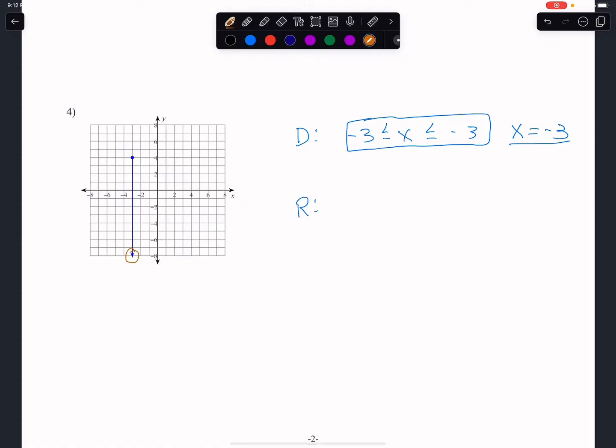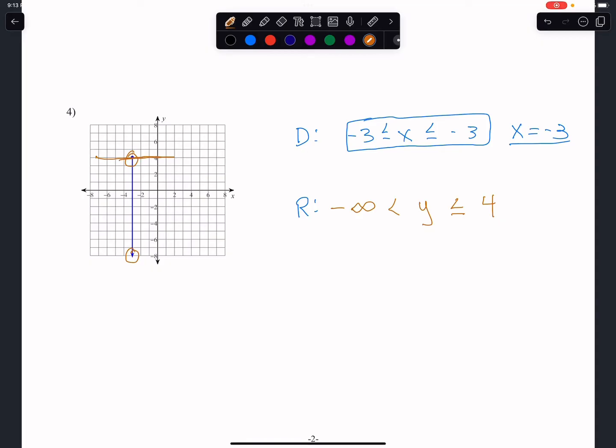Oh, there's an arrow. That means it's negative infinity. Anytime you have infinity, that's a less than. Range is Y. What's the highest it goes? Right there. Closed dot. And the highest it goes is 4.